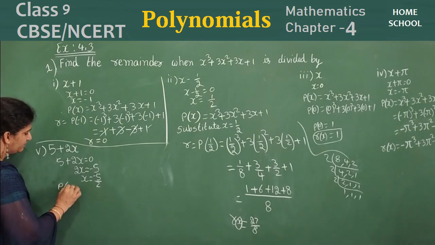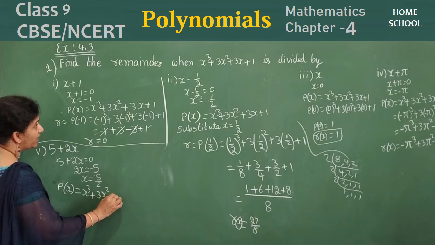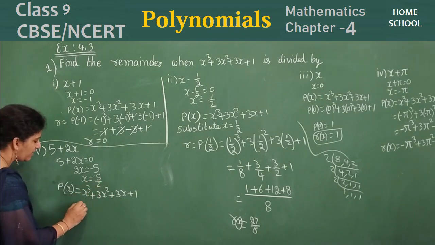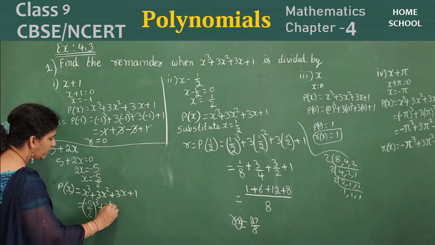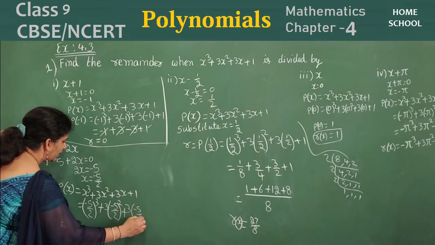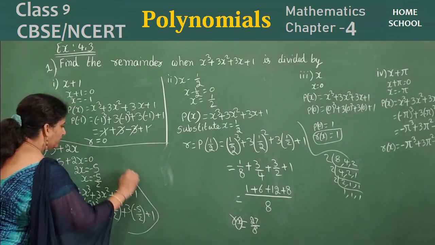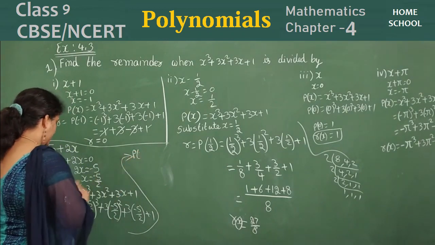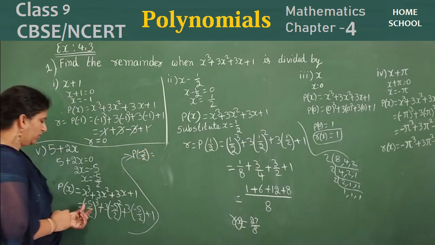That is p of x is equal to x cube plus 3x square plus 3x plus 1. Okay. Now substitute this value here. Minus 5 by 2 whole cube plus 3 into minus 5 by 2 whole square plus 3 into minus 5 by 2 plus 1. Okay. Now let me write here. Let me carry the problem here. P of x value is how much, children? P of minus 5 by 2 is equal to, what is this one?